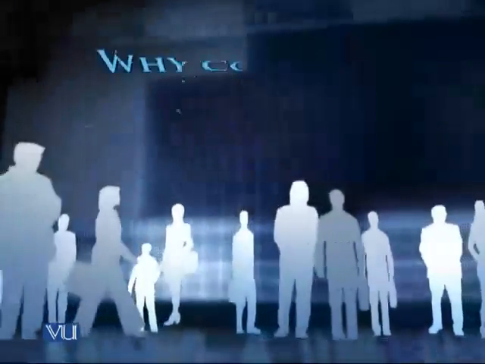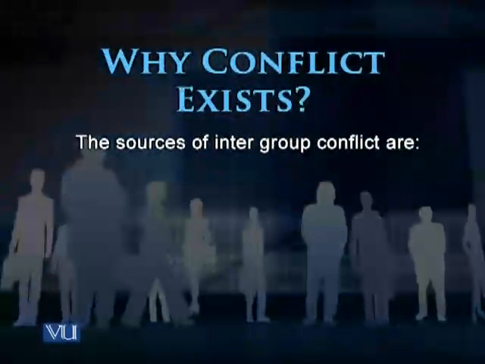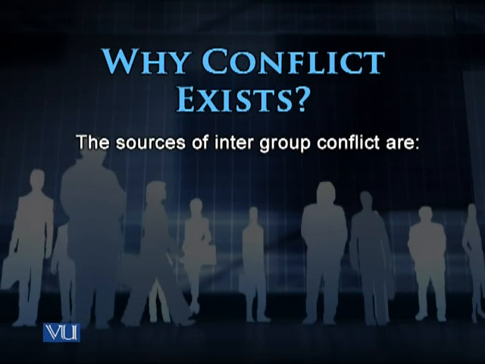We will also try to relate the occurrence or the rate of conflict with the design or form of a particular company. But before doing that, we will move to another question, and that will take us to the sources of group conflict. Why conflict exists? Number one reason is in organizations, it is goal incompatibility.